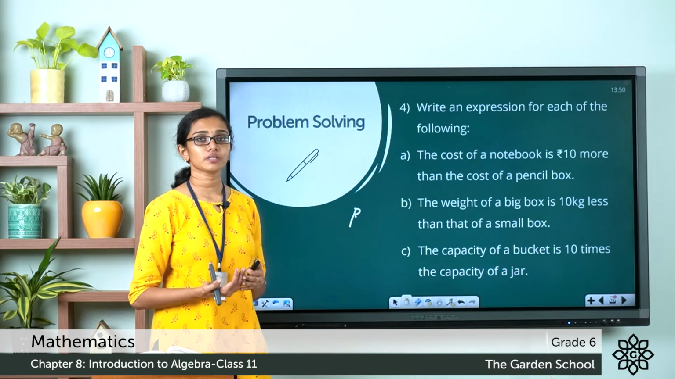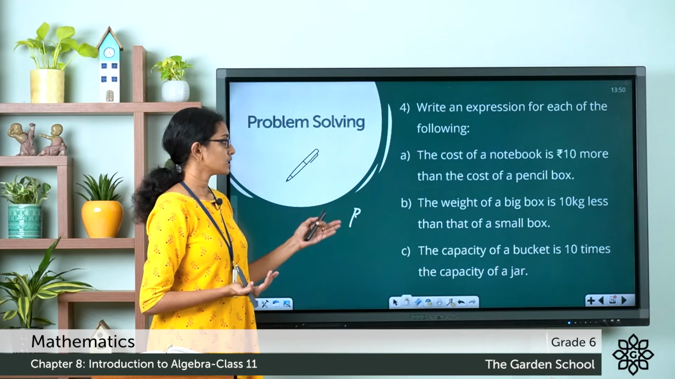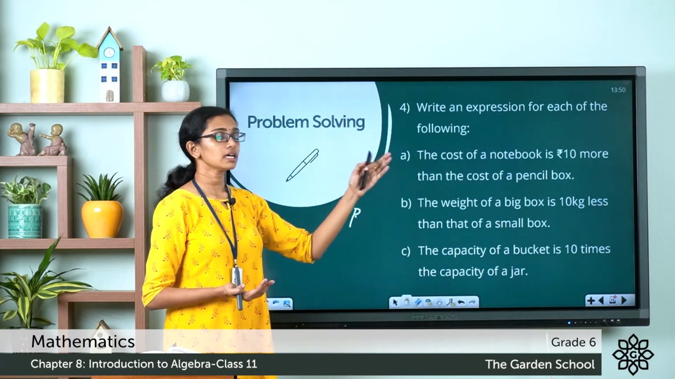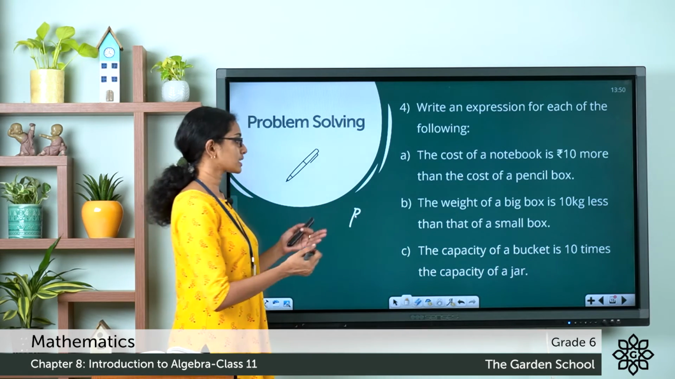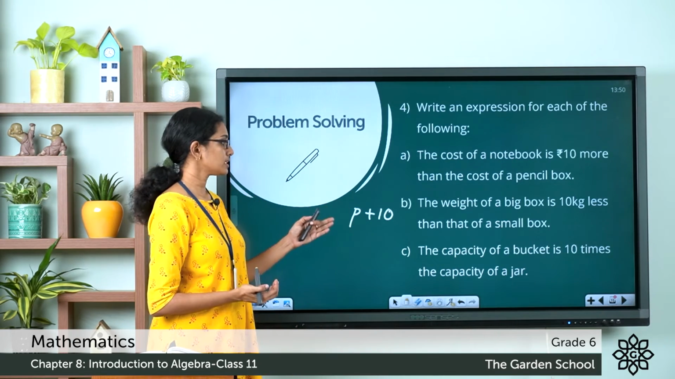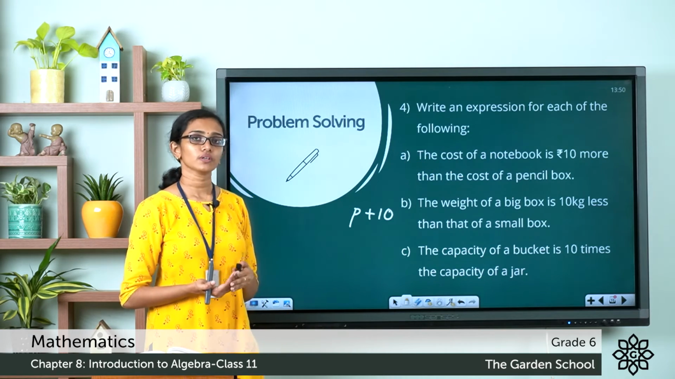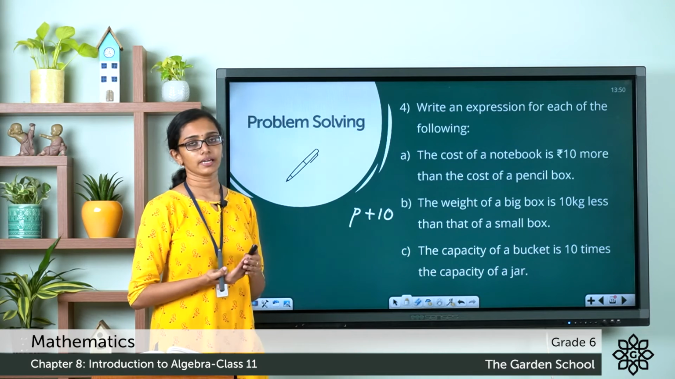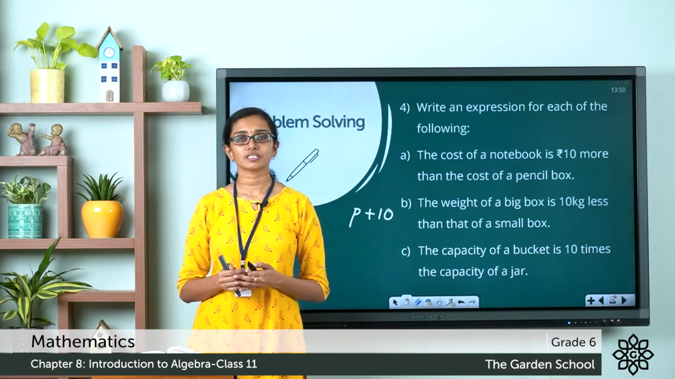Now, how do we express the cost of the notebook in terms of the cost of the pencil box? If P is the cost of the pencil box, the cost of the notebook is 10 more than the cost of the pencil box. That is 10 more than P. How can we write it? It is P plus 10. So, 10 more than P is P plus 10. This is how you write the expression for the first situation here. You can use any variable. I just took P here. Now, go through the rest of the statements and write the expressions accordingly.